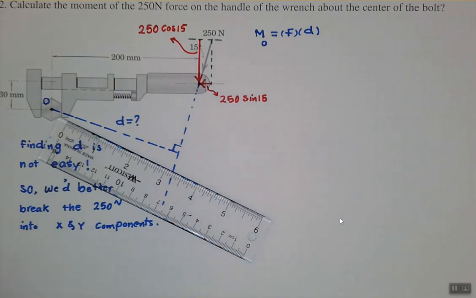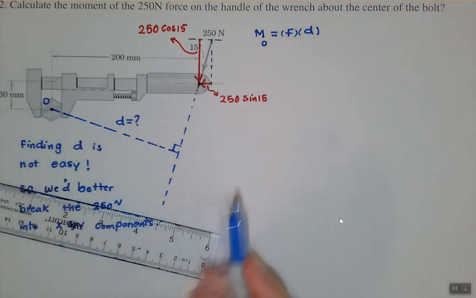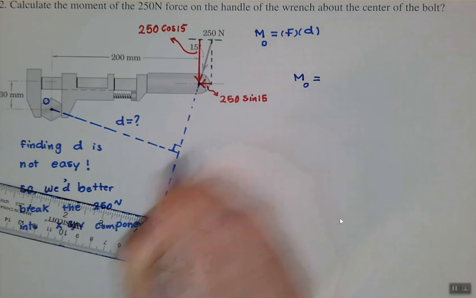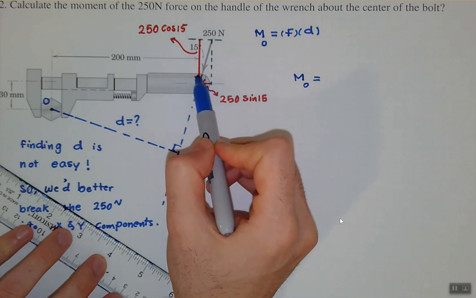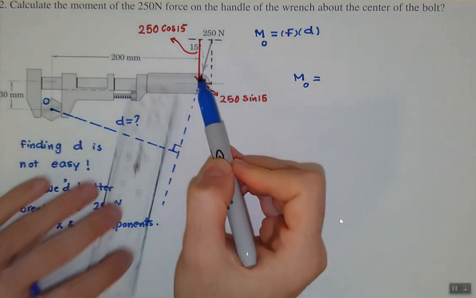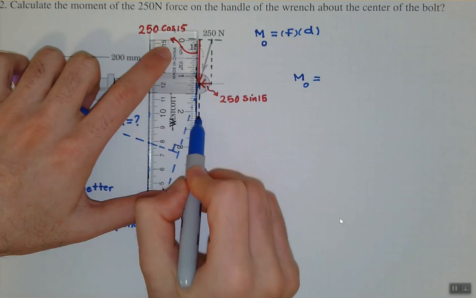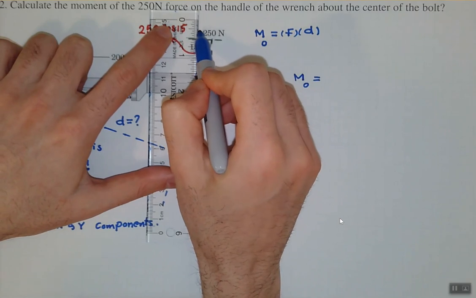Now that we break the loads to its component, we notice maybe this time it's easier to find the distance between each of these loads to this point O, right? So let's write it down and see how it turns out. MO. First we start with the easy one, the 250 cosine 15, this vertical load. Again, I emphasize, always draw the line of action. This is the line of action, which is collinear with the load.